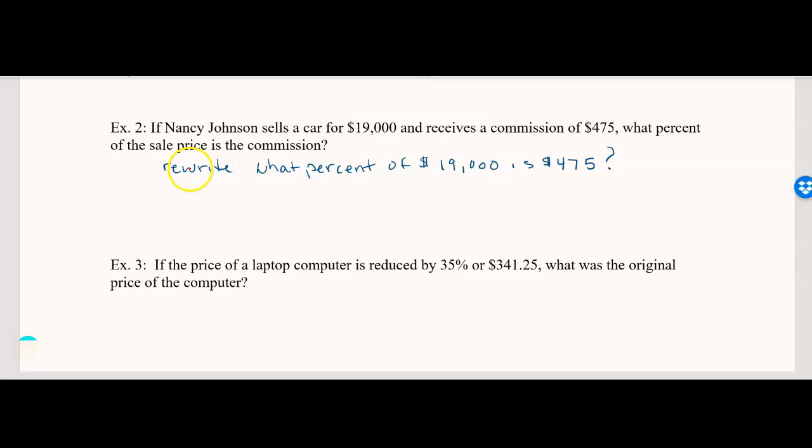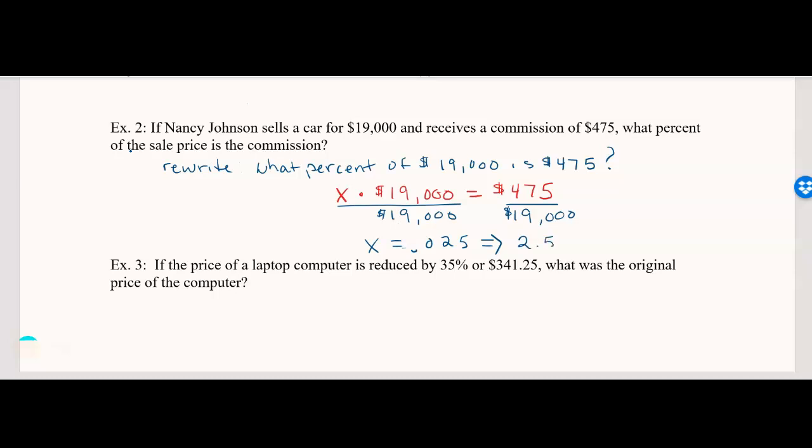Well, now I just read it. What percent? That's your X. Of is times 19,000 is 475. From there, how would you solve for X? Well, you would divide both sides by 19,000. Technically, those are money. Take 475 divided by 19,000, and you would have 0.025, but they want to know the percent, so that would be 2.5%.